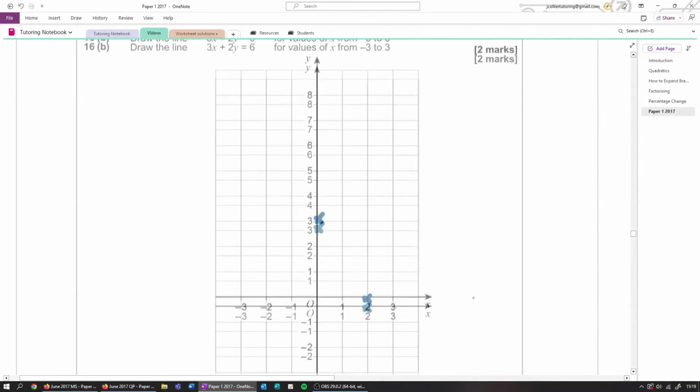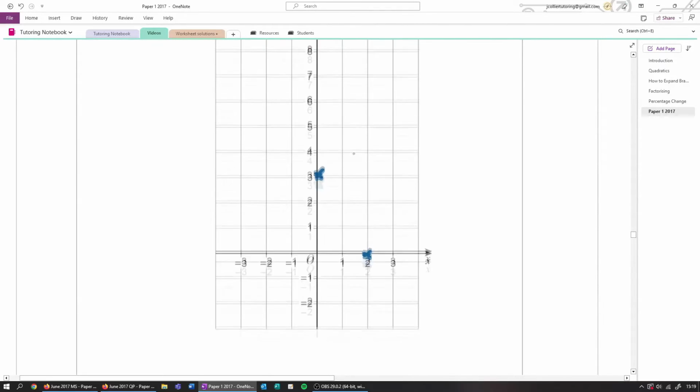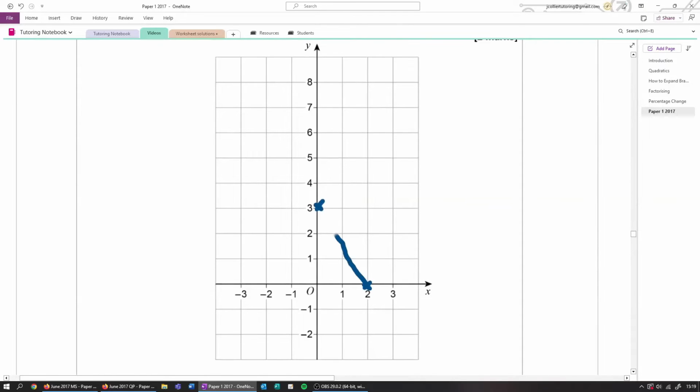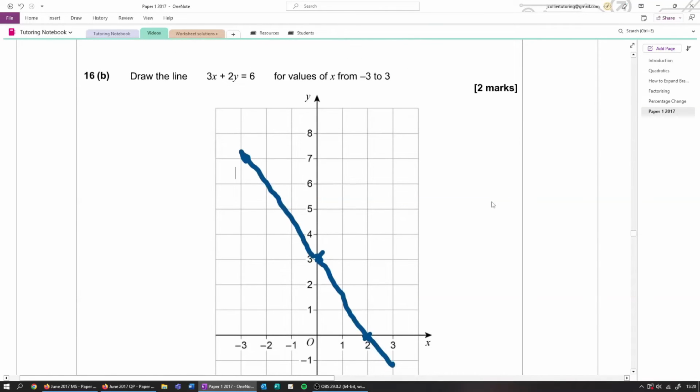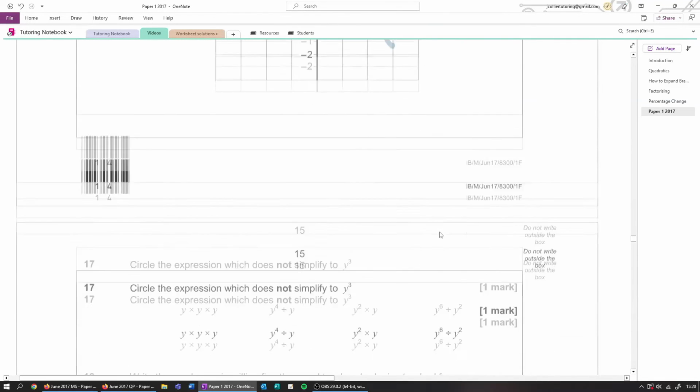Now if we want to draw this from -3 to 3, well, let's just first of all connect these two. Then let's extend it upwards to -3 and extend it this way to the +3. So as you can see, it is now in the specified region that we wanted. Okay, that's quite nice for 2 marks. Plot 2 points, join the dots.